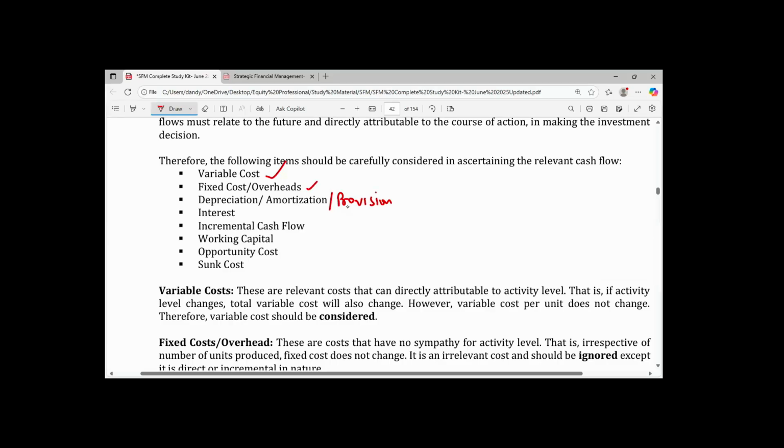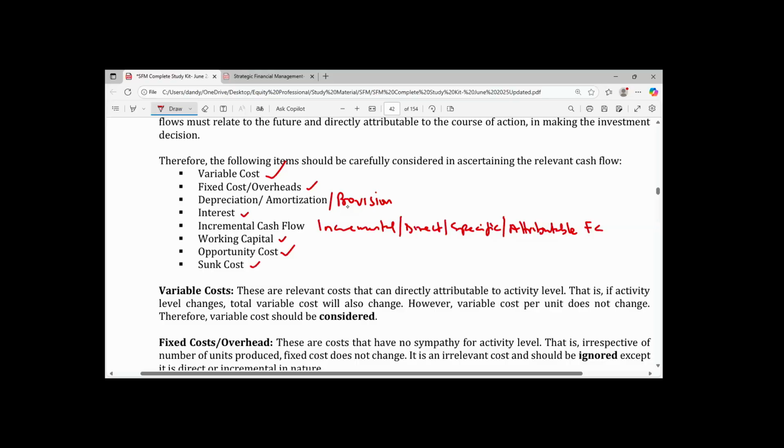Then 4 is interest. 5 is incremental, slash direct, slash specific, slash attributable fixed costs. All right. Then we have working capital, we have opportunity costs, then we have sunk costs.